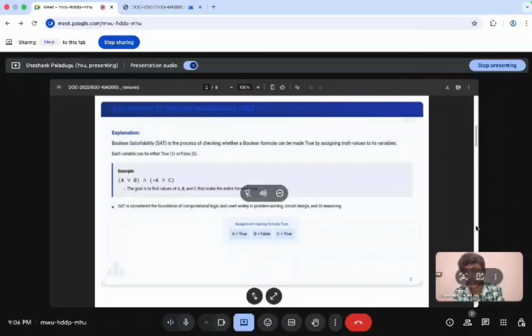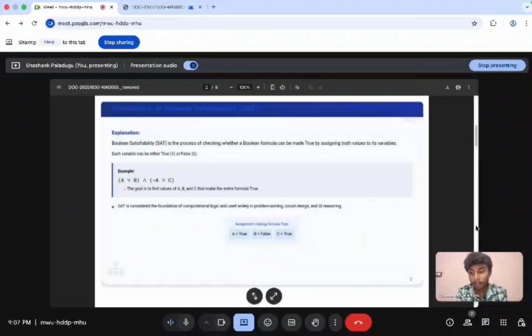Look at the example here. It states (A or B) and (not A or C). Let me simplify it for you. The first bracket says A or B. The second bracket says not A or C. Is that clear, right? As I said before, AND means both brackets must be true. So SAT asks us, can we find values for A, B and C that make both the brackets true at a time? This is just like trying different combinations until everything works out.